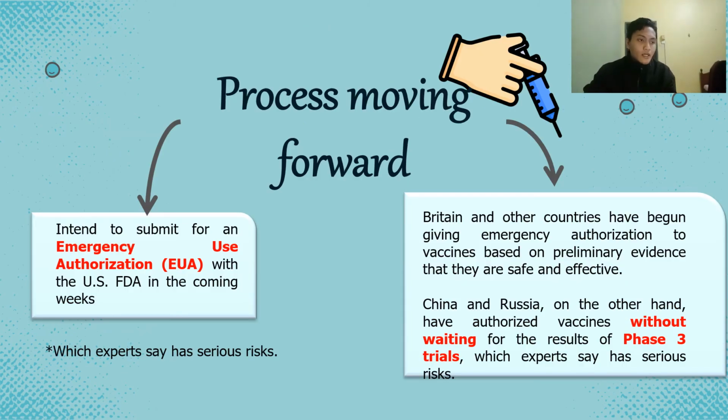Now, Moderna tried to push from phase 3 to the phase where certain or limited persons will receive the vaccine, which, as I previously said, is not quite good and too risky according to the specialists, because the safety of the vaccine is still uncertain. So they intend to submit for an emergency use authorization, EUA, with the US FDA in the coming weeks, and Britain and other countries have also begun giving emergency authorization to the vaccine based on preliminary evidence that it is safe and effective.